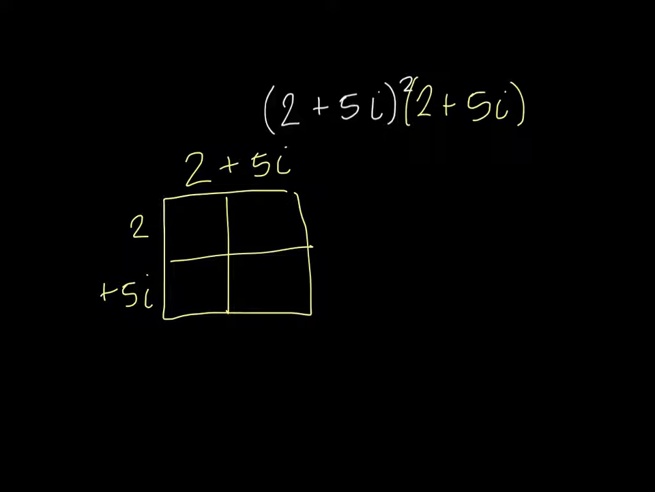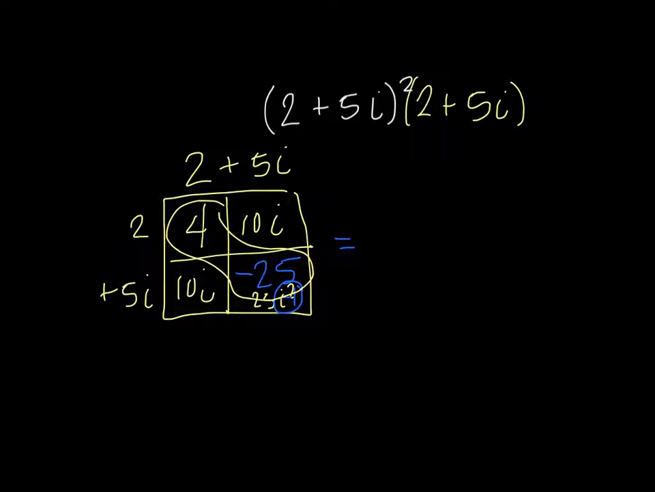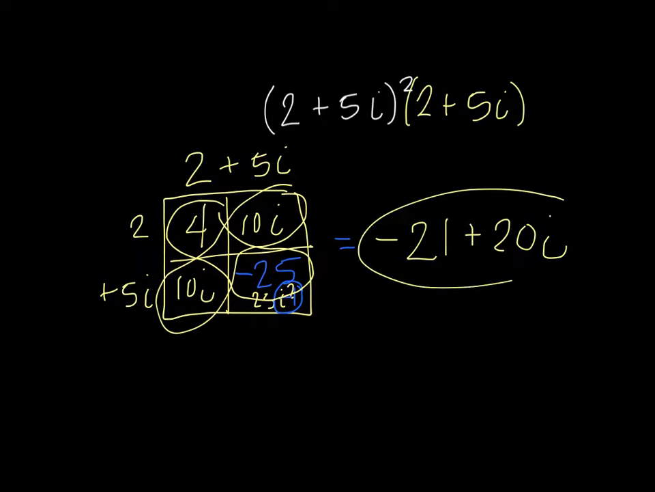Multiply those out. 2 times 2 is 4. We've got 10i. We've got another 10i. And then the interesting one, 5 times 5 is 25. i times i is i squared. But remember, i squared is -1. So 25 times -1 is -25. And then to find our answer, we take our real parts and we get -21. And we take our imaginary parts and we get 20i. And so there would be our answer.